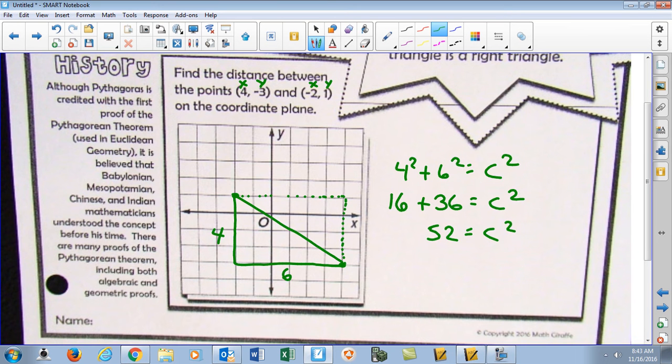And then again, to isolate c, I do what? Take the square root of both sides. So the square root of c squared is c, and the square root of 52 is about 7.2. Now again, this is basically units because we don't have inches or feet up here in the problem, right? So we can leave that c equals 7.2. And that completes the right triangle.